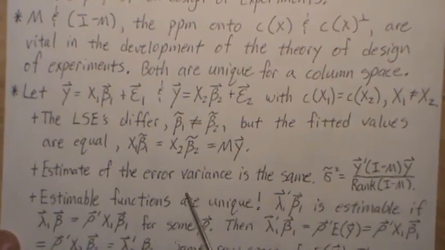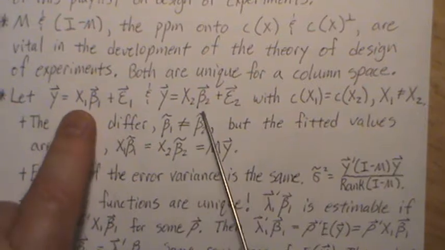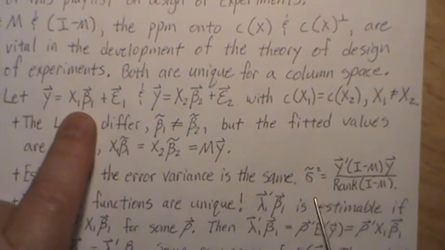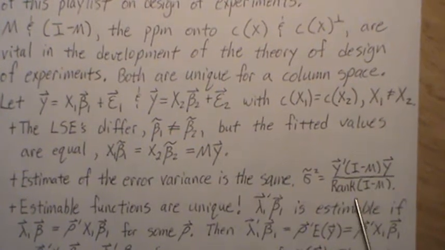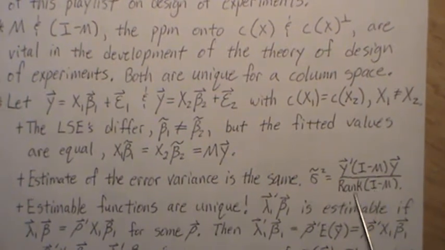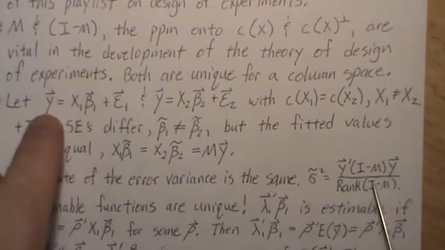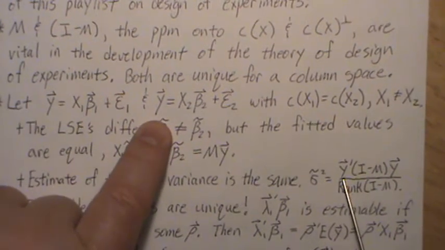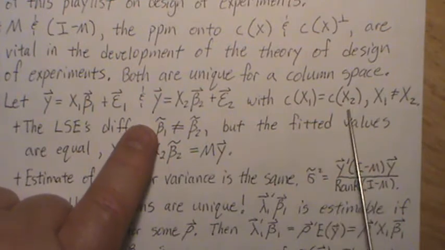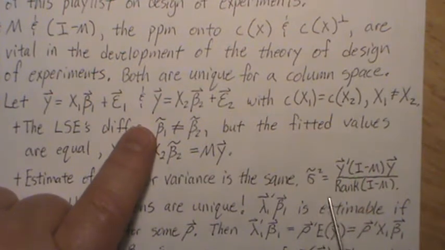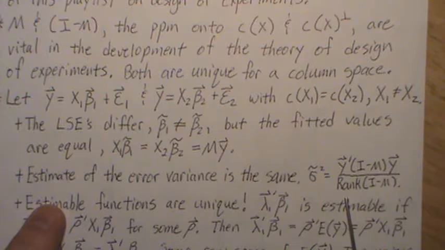So the estimate of the error variance is also the same in these models, right? The estimate of the error variance is y transpose (I minus M) y divided by the rank of (I minus M). So what in here is not unique, right? The y's are the same. M, the perpendicular projection matrices, are unique for a given column space. So that says the estimate of the error variance is the same.